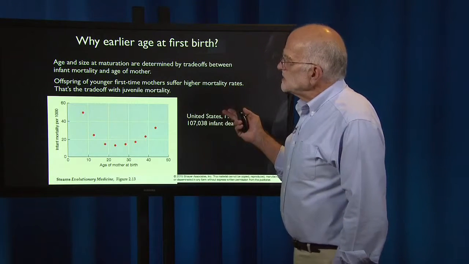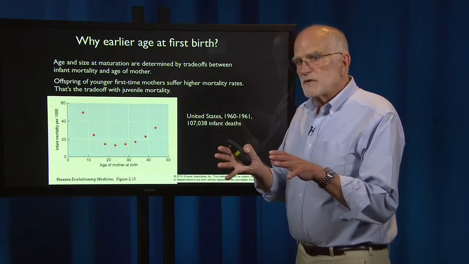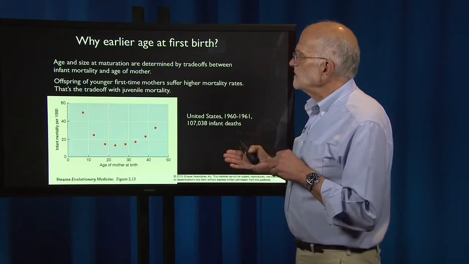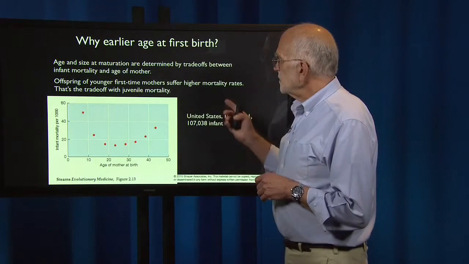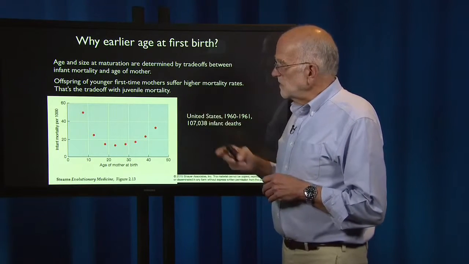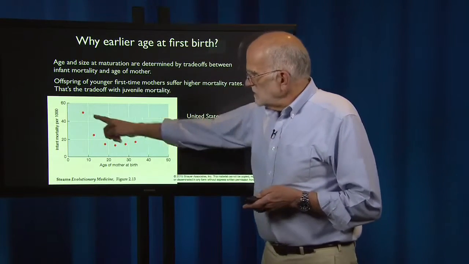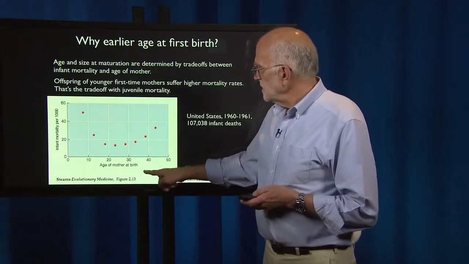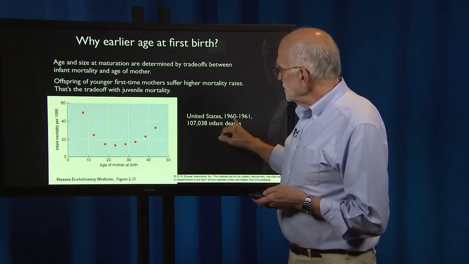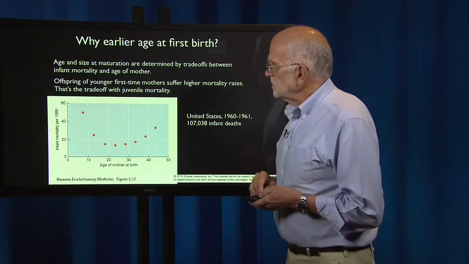Well, age and size at maturity are determined by trade-offs between infant mortality and age of mother. The offspring of younger first-time mothers suffer higher mortality rates. That's the trade-off with juvenile mortality. So here is a curve of infant mortality versus age of mother at birth for the population of the U.S. in 1960-61 with a sample size of a bit over 100,000.